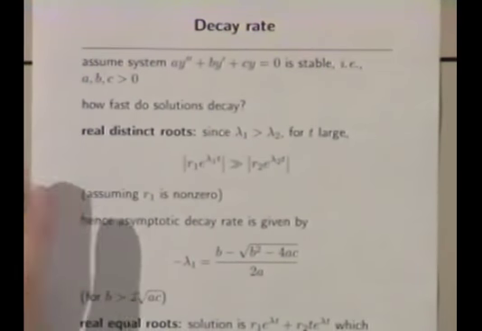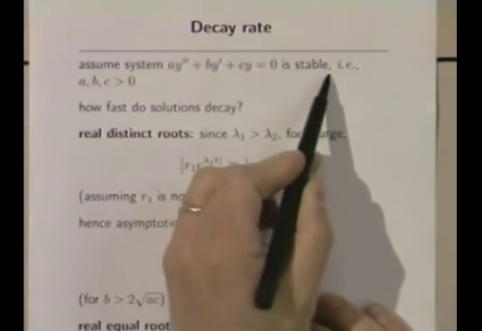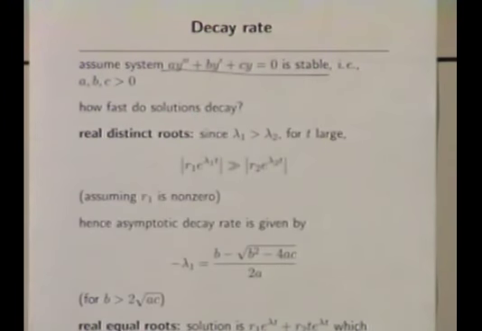Okay, decay rate. So let's assume this thing is stable. All the coefficients are positive, A, B, and C. And then now we can even ask a qualitative question, which is how fast do the solutions decay? Again, it depends on the roots of the characteristic polynomial.